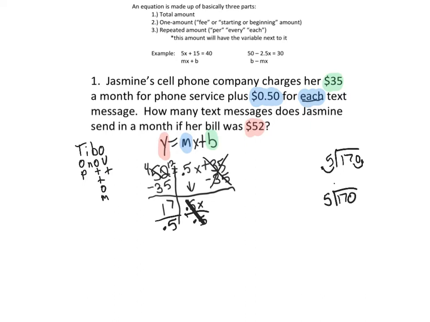5 goes into 1, 0 times. 5 goes into 17, that would be 3 times, which is 15. Subtract to get 2. Bring down our 0. 5 goes into 20, 4 times. So what that means is she sent 34 text messages that month to make her bill $52. So 34 would be X.